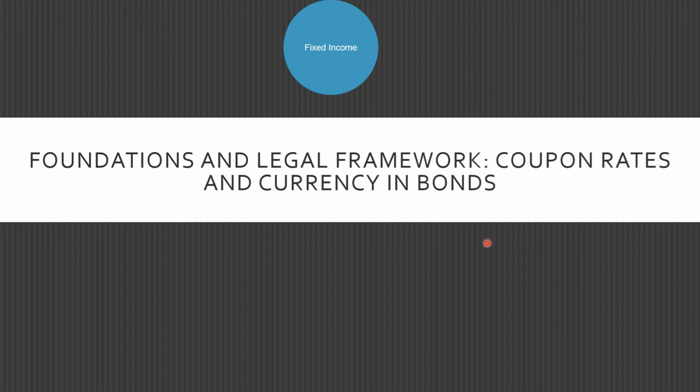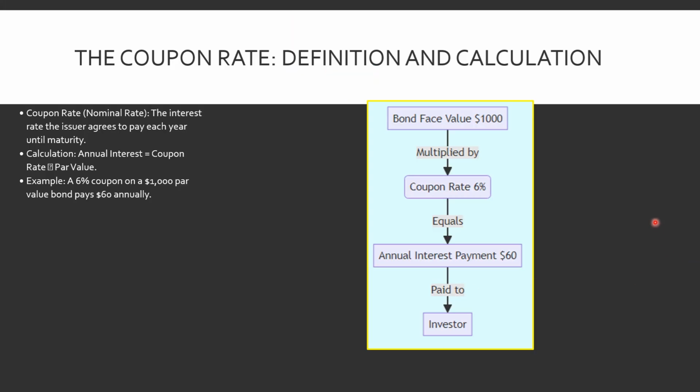Hello and welcome. Today we will explore coupon rates and currency denomination. These elements define the cash flows and risk for the investor. So let's get started. So coupon rate, which is also known as the nominal rate, right?